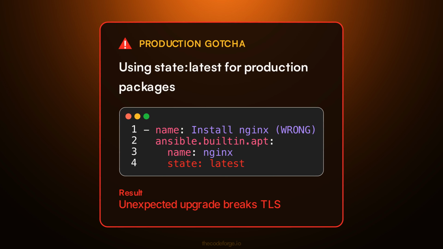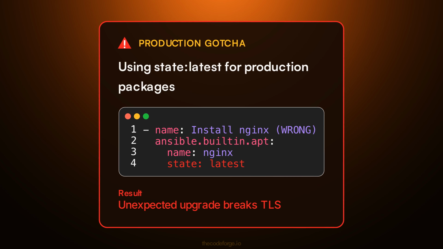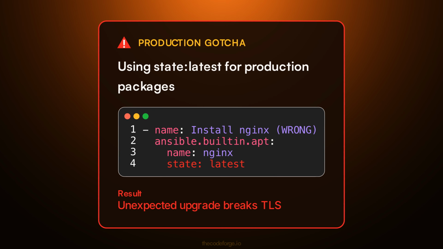This is the exact line that caused the 47-minute outage. State: latest installs whatever version the package mirror serves at that moment. In production, always pin to a specific version with state: present and a version string like nginx=1.24.